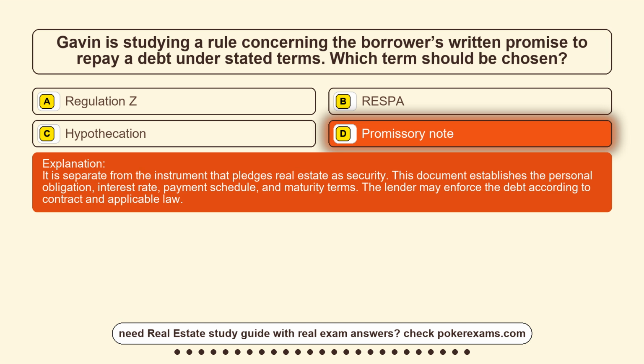It is separate from the instrument that pledges real estate as security. This document establishes the personal obligation, interest rate, payment schedule, and maturity terms. The lender may enforce the debt according to contract and applicable law.